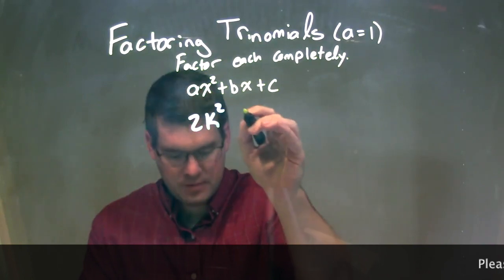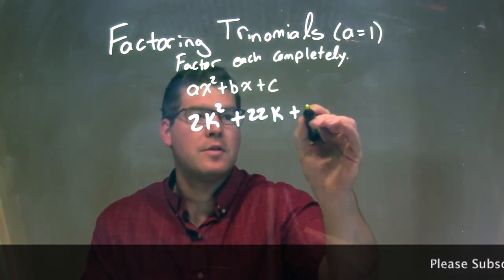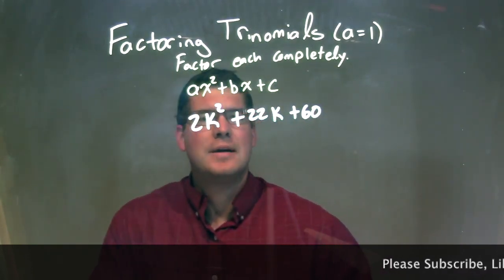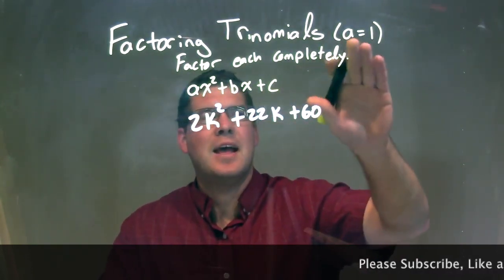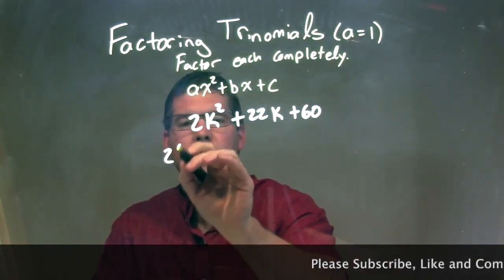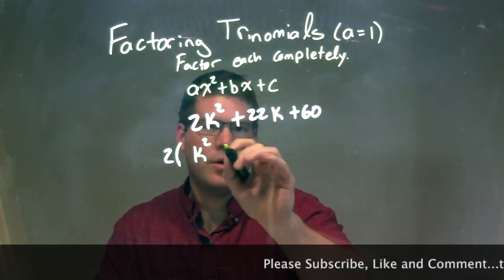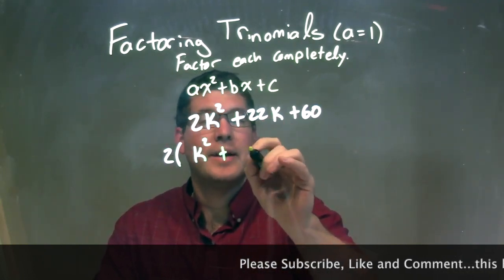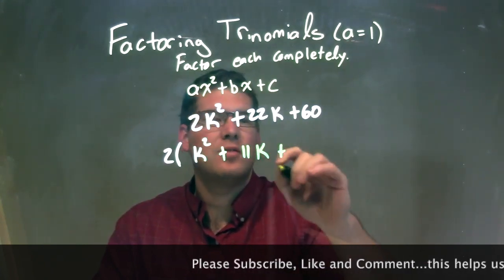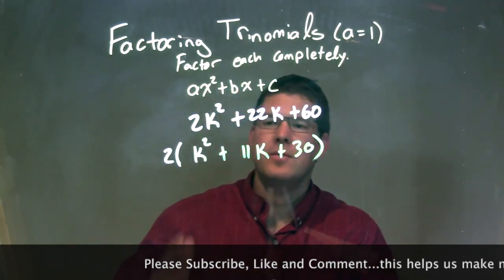2k squared plus 22k plus 60. Okay. Well, what I want to do is see if I can get an a value of 1. I know all of them are divisible by 2, so I can pull out a 2 from all parts here. So I'm left with just a k squared out front because 2 divided by 2 is 1, plus 22 divided by 2 is 11, so we have 11k right there, and 2 goes into 60 30 times. Right? So I pulled out a 2 now, and we have an a value of 1.